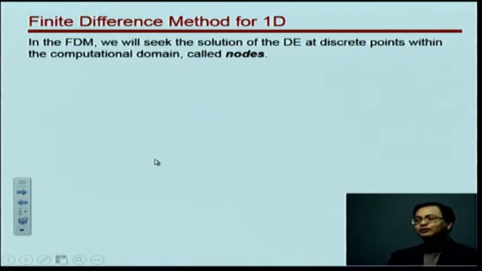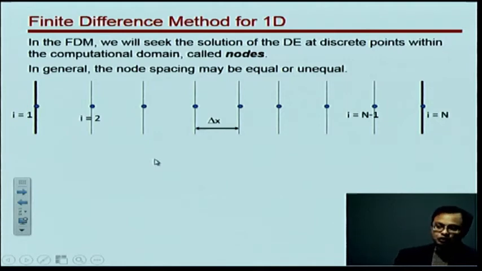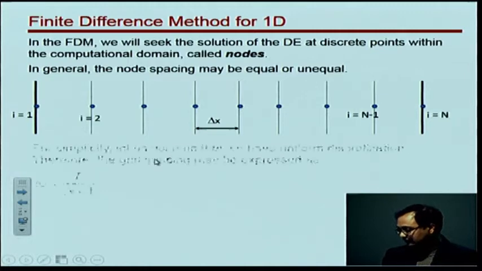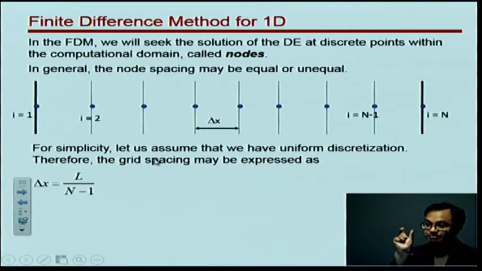The node spacing in general could be equal or unequal. Here I have shown a picture where I'm trying to show that they are equally spaced, and the spacing, let's say, is called delta x. If they are equally spaced, delta x is the total length of the domain divided by n minus 1. Why n minus 1? Because if I have n nodes, I have n minus 1 spacings. So my delta x is L over n minus 1.